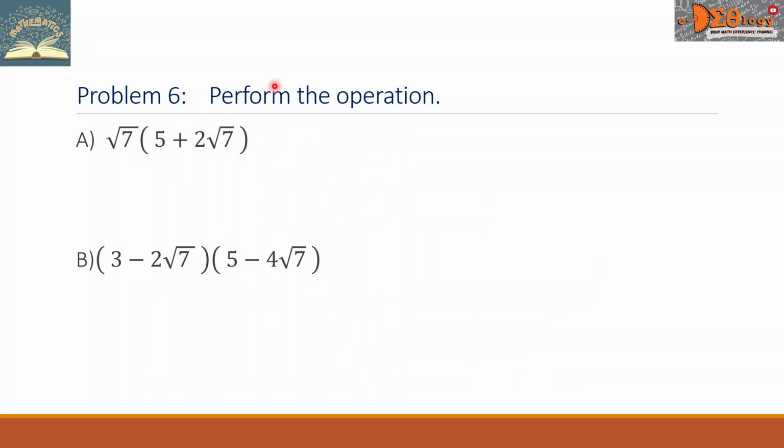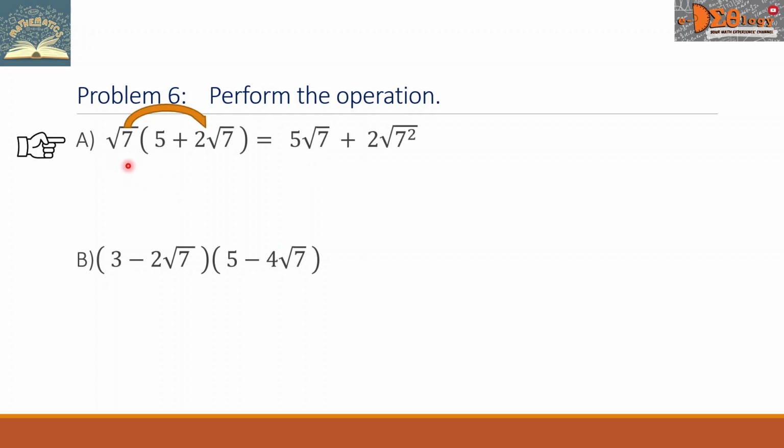Problem 6. Perform the operation, letter A, square root of 7 times the quantity 5 plus 2 square root of 7. Here we're going to distribute this square root of 7 to each of the terms inside the grouping symbol. Let's begin with square root of 7 times 5. The answer is 5 square root of 7.